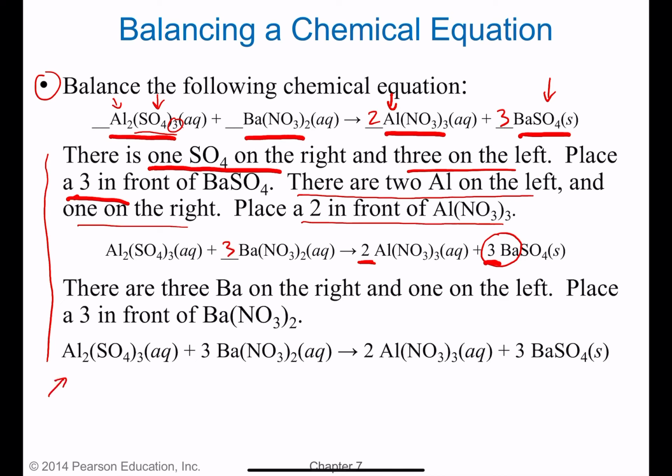So we can just check it. We've got 3 barium and 3 barium. We've got 3 sulfate and 3 sulfate. We've got 2 aluminums and 2 aluminum. And then we've got 3 times 2 nitrates. So that means there's 6 nitrate. And then here there's 2 times 3 nitrate. So there's 6 nitrate. So we're just checking, making sure that we have the same number of atoms on each side and the same number of polyatomic ions on each side.